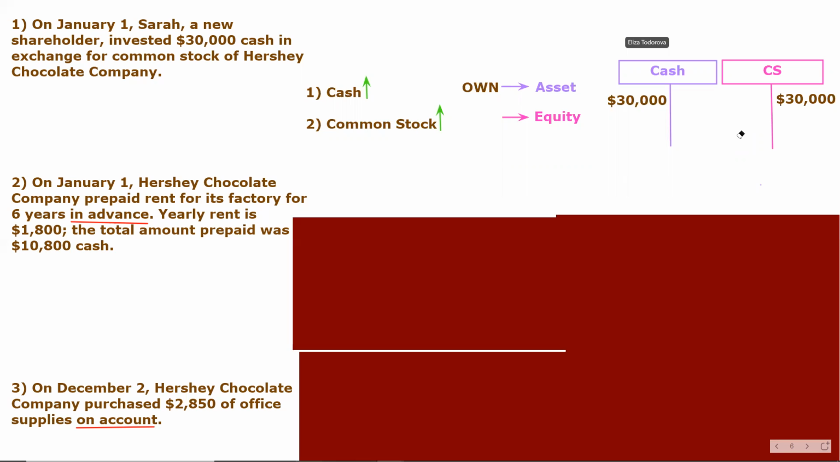Then you have the second event. On January 1st, Hershey Chocolate Company prepaid rent for its factory for 6 years in advance. Yearly rent is $1,800. The total amount prepaid was $10,800. Okay, identify the 2 items first. We got prepaid rent, we got cash.